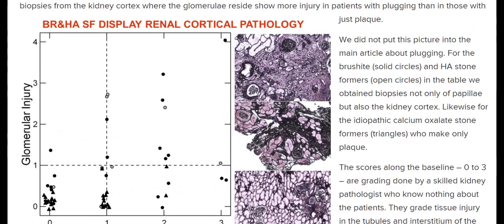This is a cortex from a patient with calcium phosphate stones who has plugging. It's not as organized. There are areas like this that show damage, and tubules are separated. Does the whole cortex look like that? Of course not. If it did, the person would be in serious trouble. But it is present. These injuries do exist.